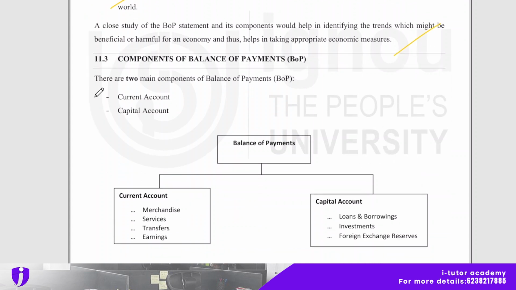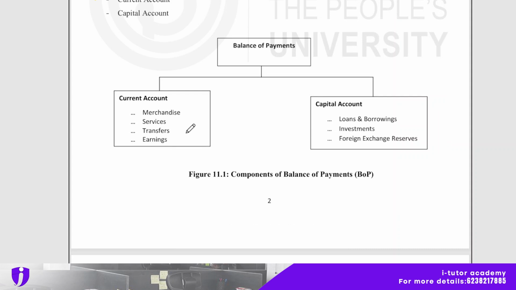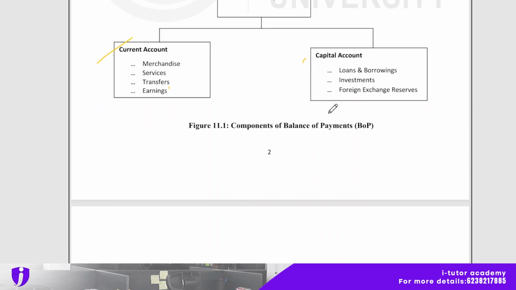Components of balance of payment. There are two main components: current account and capital account. Under the current account, merchandise, services, transfers, and earnings are there. You just go through this chart in your IGNOU study material. And under the capital account, there are loans and borrowings, investment, and foreign exchange reserves. So this chart will explain the concept simply for you.